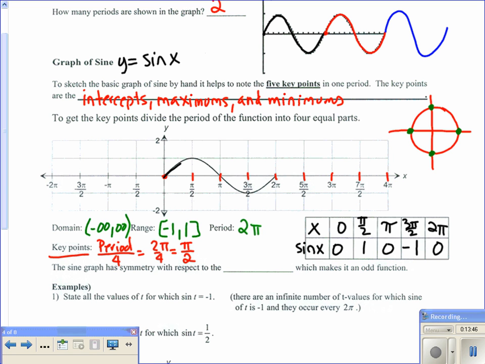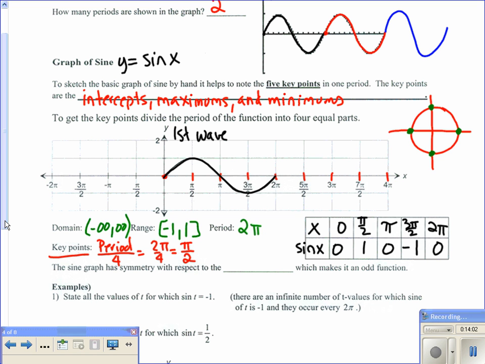So this is the first wavelength of the parent graph for sine. So this is the first wave before it starts to repeat itself. So we can of course keep going.